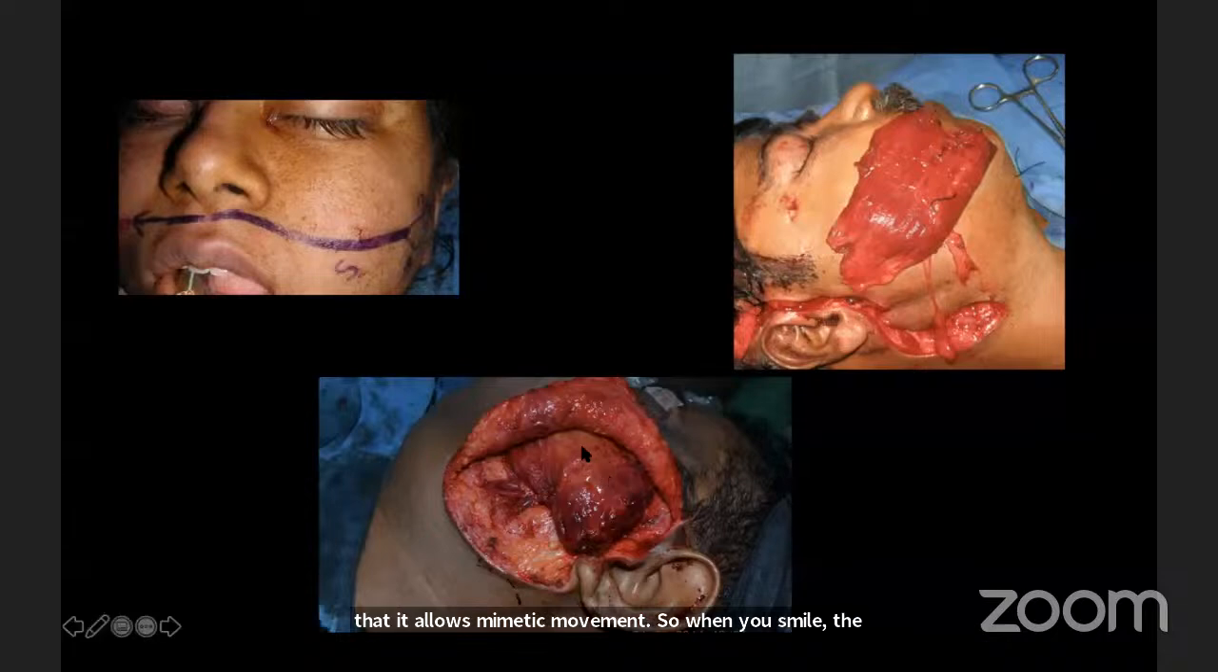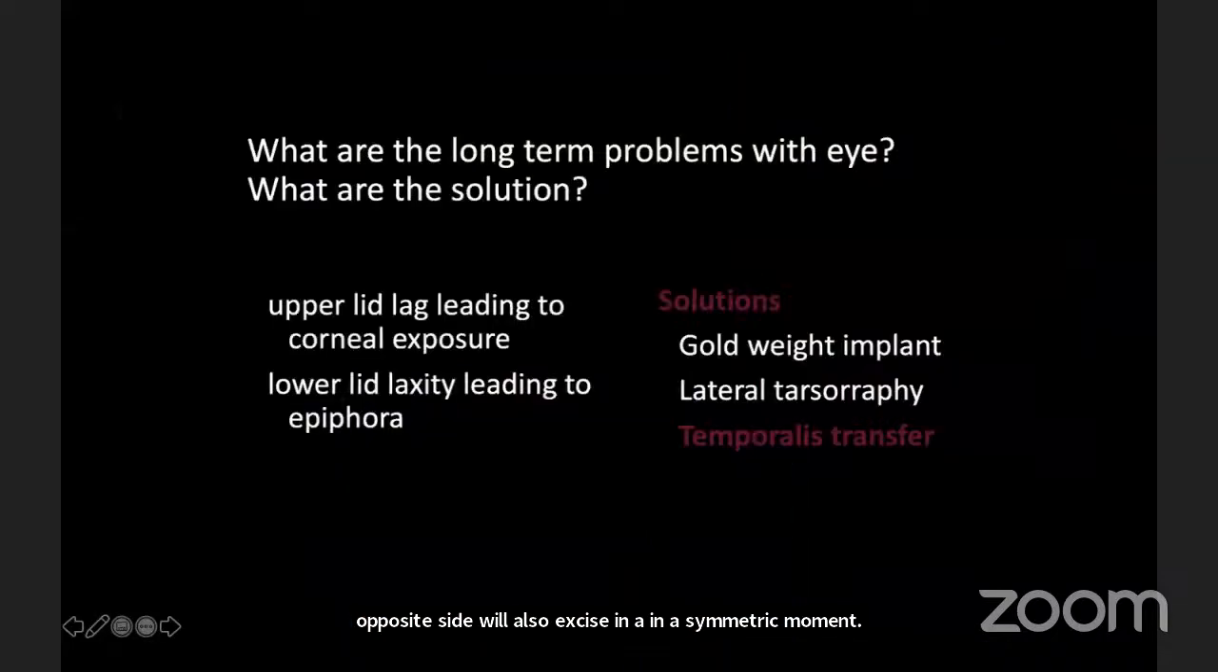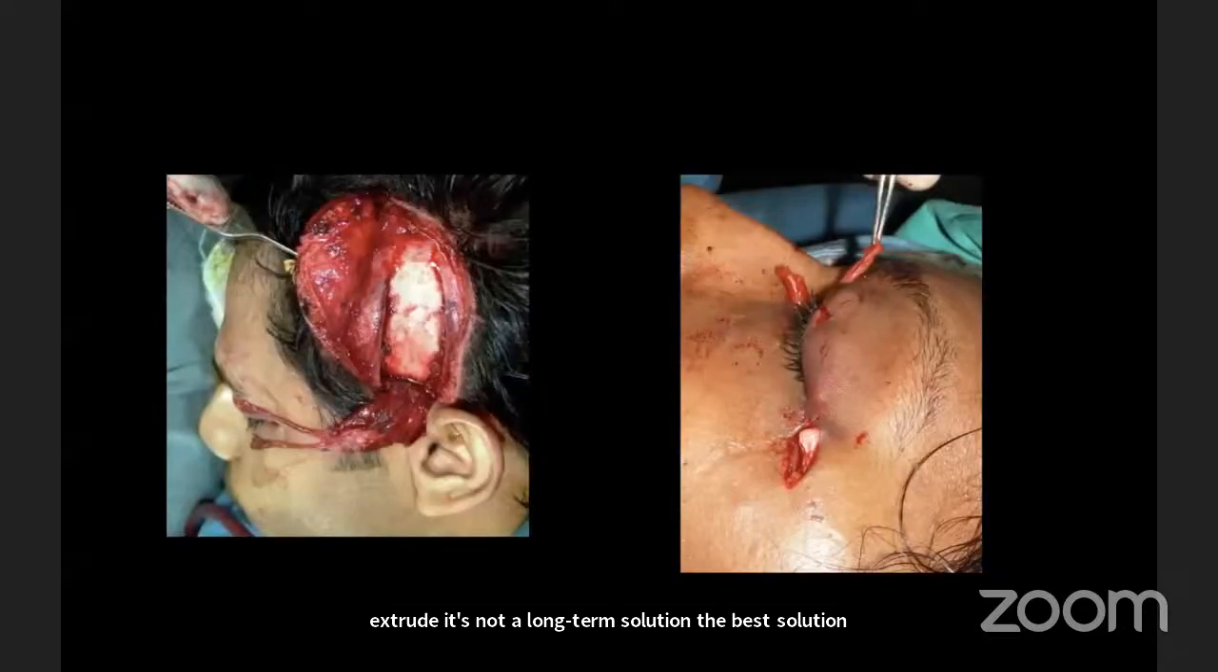So here you see the gracilis muscle sutured to the temporoparietal fascia and to the angle of mouth. So the most important thing for the eye, apart from the gold weight, which is temporary, because gold weight can extrude, it's not a long-term solution. The best solution is the temporalis transfer. So this was one of the earlier ways we used to do temporalis transfer.